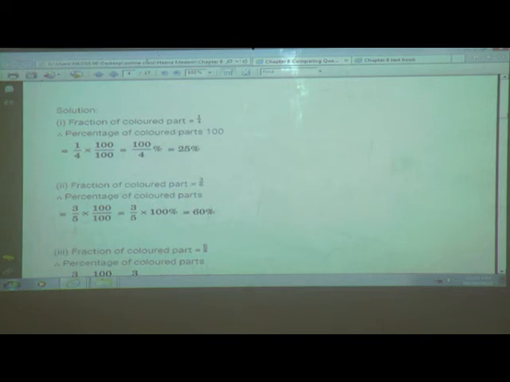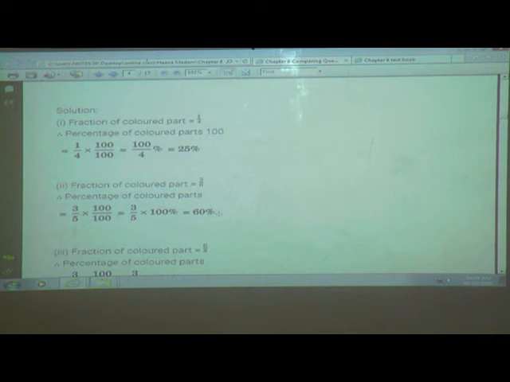So it is 3/5. Therefore the percentage of colored parts is 3/5 multiplied by 100%, you can skip the earlier step and write 3/5 multiplied by 100%. Now it is possible to reduce. 5 ones are 5, 5 twenties are 100, and 0 as it is. So you get 20, 3 twenties are 60.